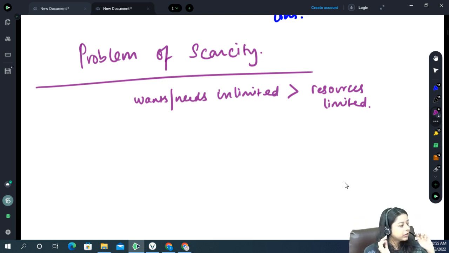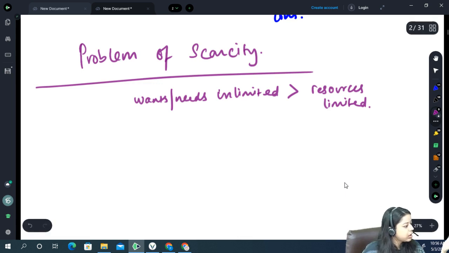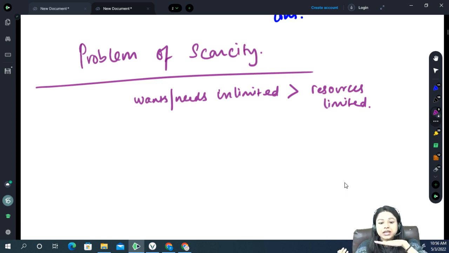Clear? This is the problem on the basis of which the entire concept of economics stands. If this problem is not there, for example, assume whatever you need, whatever you want, everything is fulfilled by Doraemon, do you think we'll be sitting here and discussing economics? Do you think Russia will be having a war with Ukraine? No. It's all about limited resources and unlimited wants and needs. Everywhere, anywhere you go. So this problem of scarcity is the entire base of the world of economics. Okay.